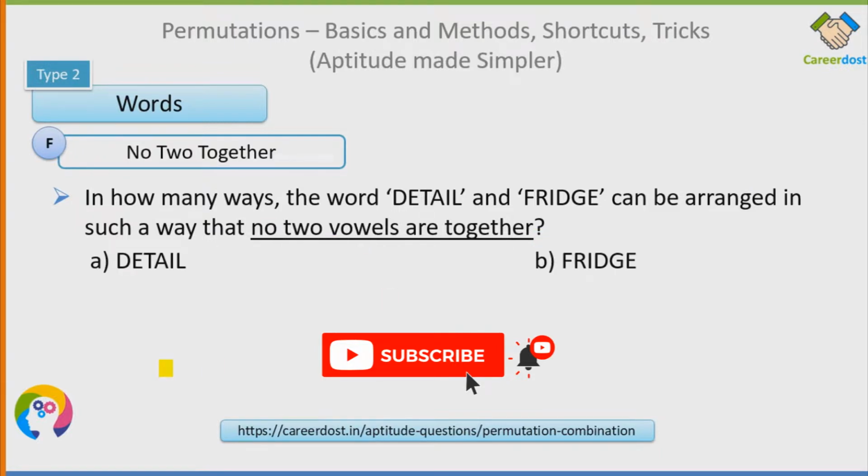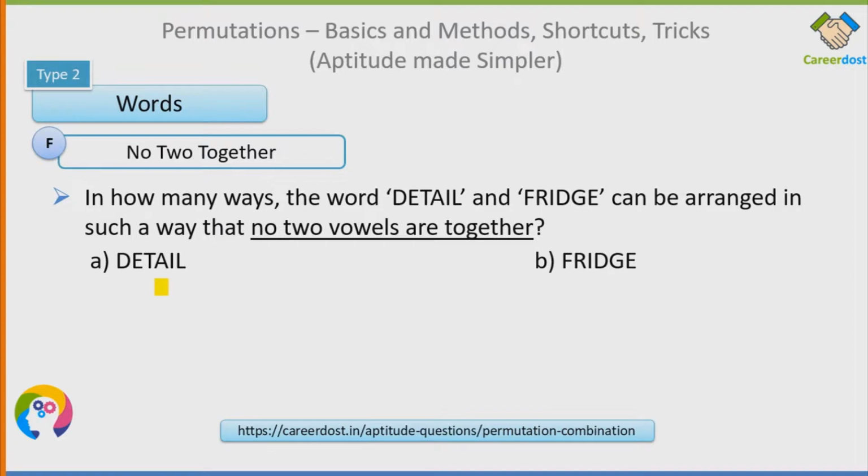In the case of no two vowels together, first let's write the consonants. We have E, A and I as 3 vowels here, and these are the remaining letters. So it will give us 5P3. We have 5 places, out of which 3 need to be arranged at different places, into 3 factorial. So these are the remaining letters.